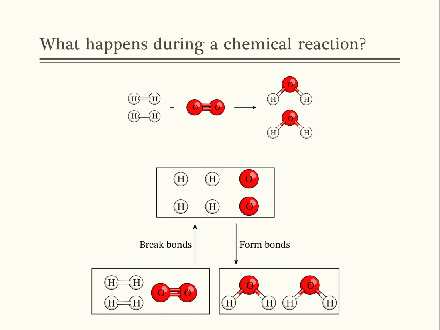Now let us consider the chemical reaction. What takes place? I understand the reactants form the products, but how? In the beginning, you need to break the bonds in the reactants so that the atoms are free to make new bonds in the product.